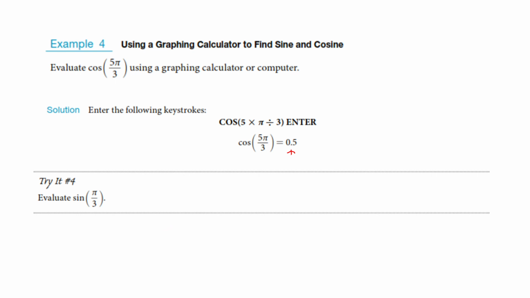So I guess I'll do this. Now hold on, I'm in the wrong mode here, so I have to switch to radians. So sine of pi divided by 3. Okay, and I get 0.866.